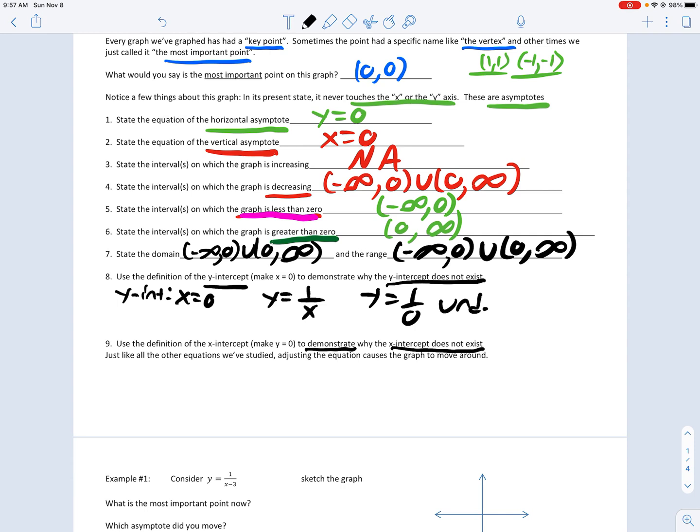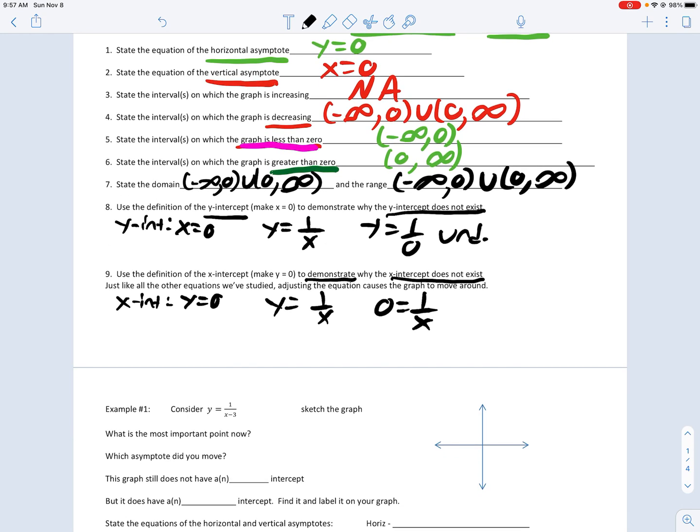Right? We're doing this by defining the x-intercept. You let y equal 0. So y equals 1 over x, so y is 0. Okay. So now, is there any way to get a fraction to become 0?